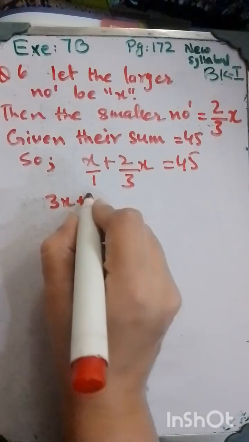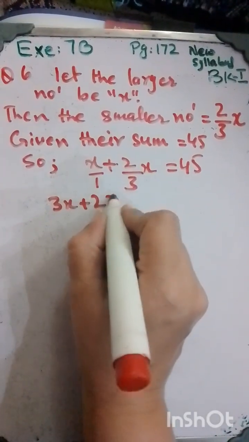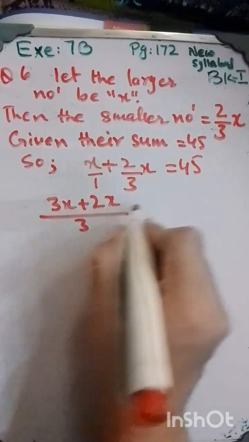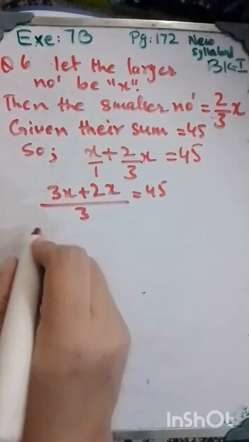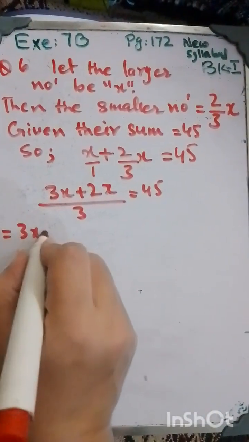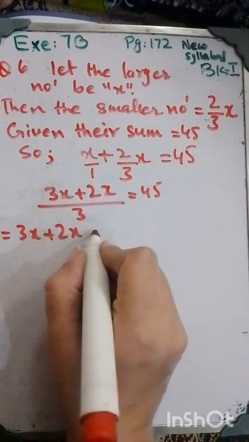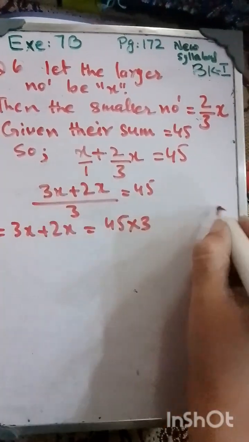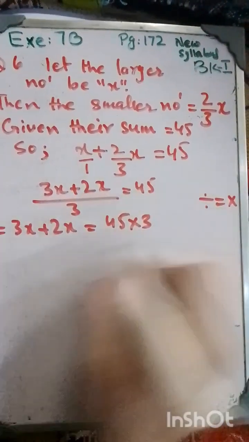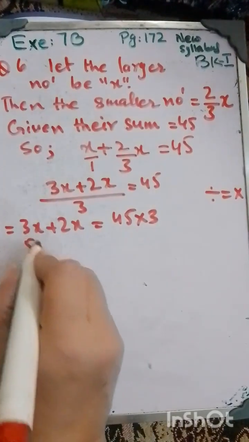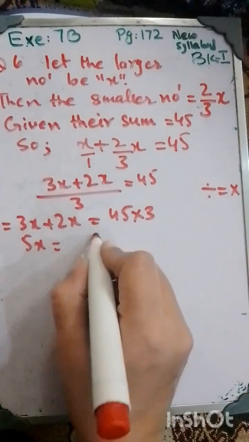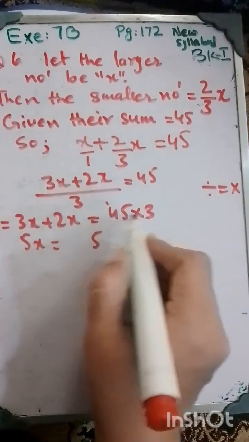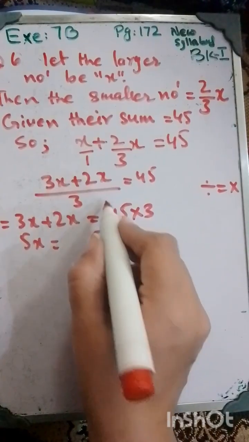A statement has been made. So now I'm taking the LCM. 3 and 1 would be 3. Simplifying the equation, it is divided, on the other hand it will be multiplied. For 45 times 3, this is 5x equals 3 5 15, 1 carry 3, 4 12 13, 135.